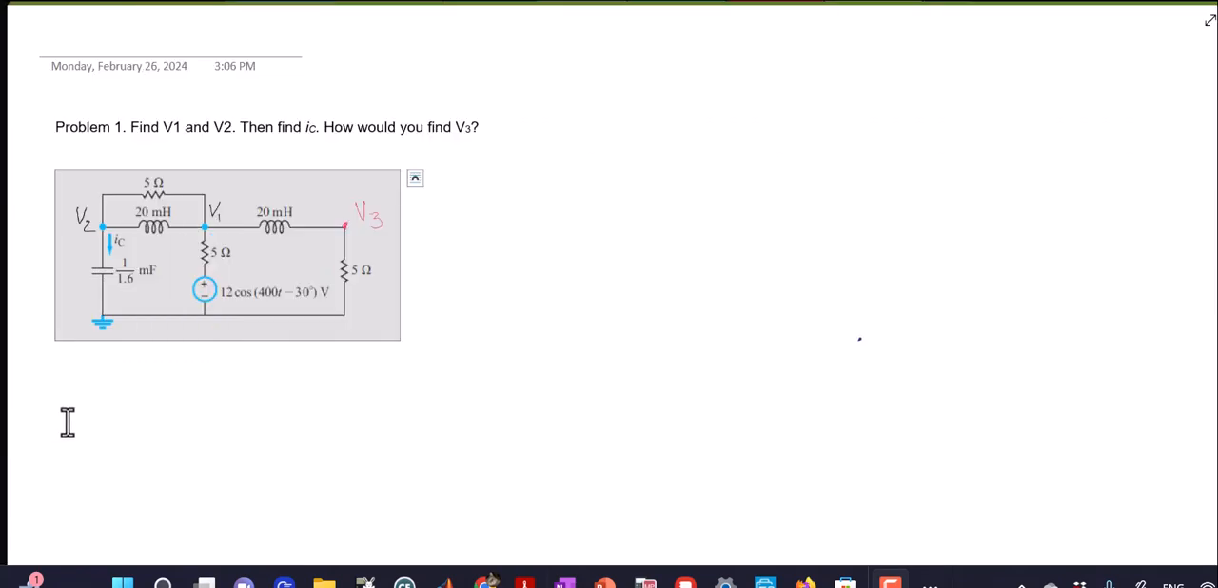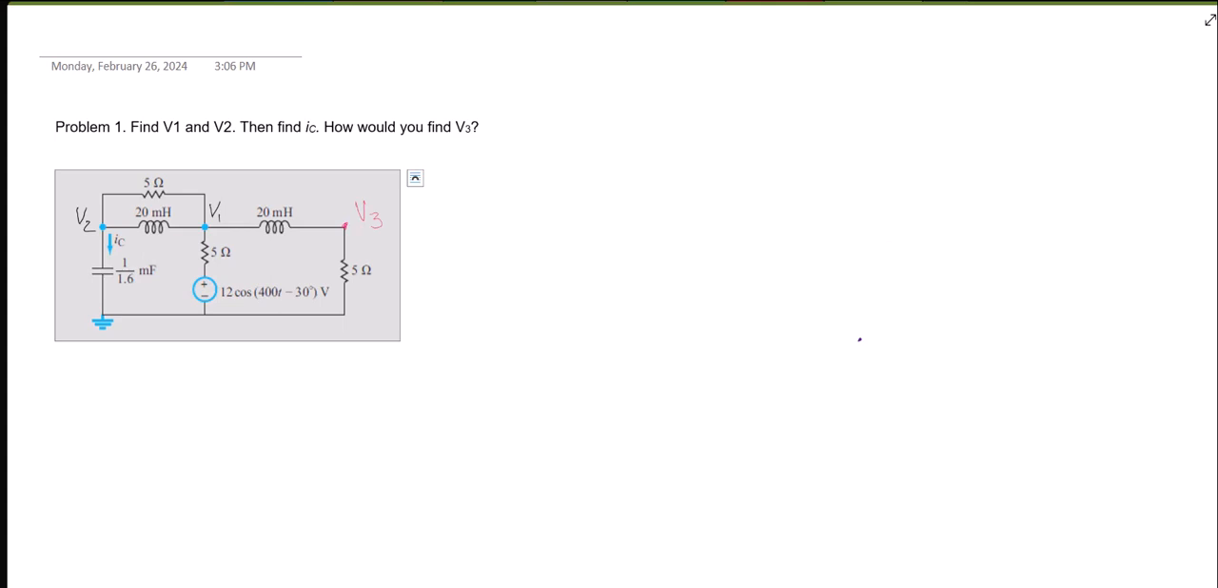Okay, so on this problem, it is not already changed to the phasor domain. So the first thing we have to do is change all of our components to the phasor domain.